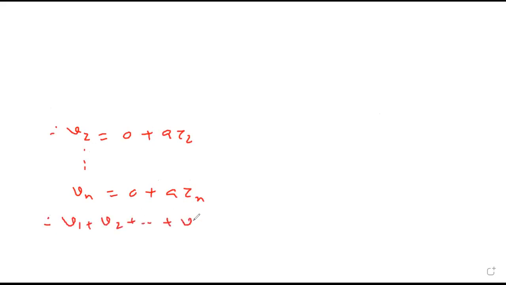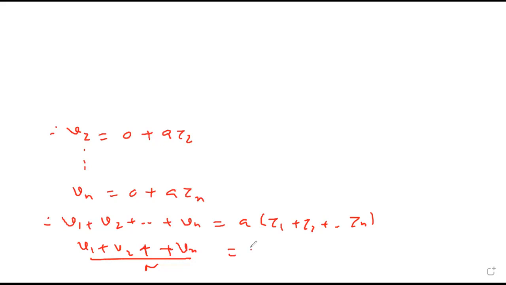So I can say therefore V2 equals 0 plus A tau 2, ... Vn will be 0 plus A tau n. Therefore V1 plus V2 up to Vn is equal to A times (tau 1 plus tau 2 up to tau n). Therefore, (V1 plus V2 up to Vn) divided by n will be A times (tau 1 plus tau 2 up to tau n) divided by n.